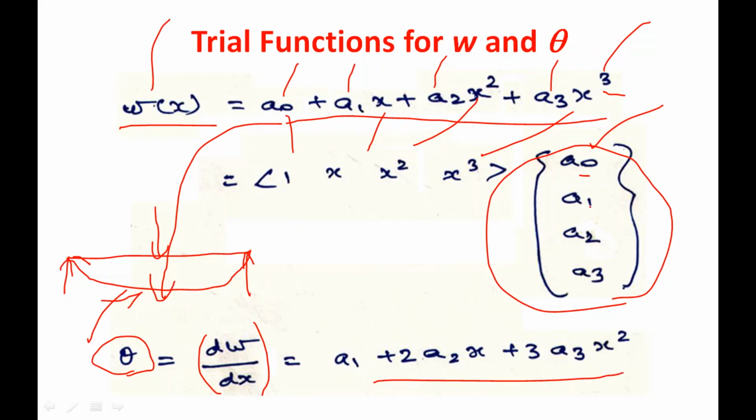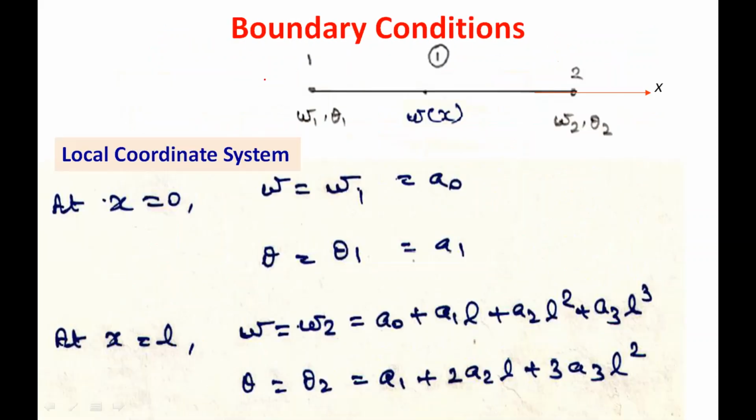So there are 4 unknowns, a0, a1, a2, a3. If we want to solve these 4 unknowns, we need 4 simultaneous equations. How to frame the 4 simultaneous equations? We are going to use the boundary conditions for this beam element. For this one dimensional beam element, we have boundary conditions like this. At node 1, we have degrees of freedom w1, theta 1. At node 2, we have degrees of freedom w2, theta 2. We are using the local coordinate system. At x equal to 0, it is node 1. At x equal to L, it is node 2.